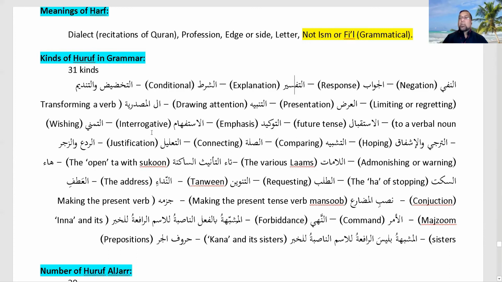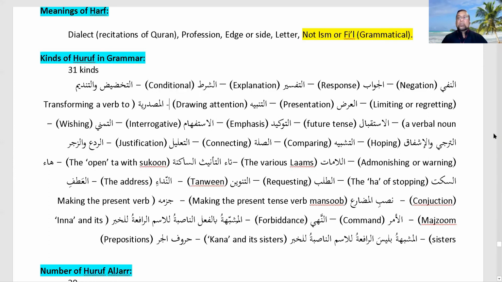المصدرية, transforming a verb to a verbal noun. الاستقبالية, to المصدرية, this alif and lam shouldn't be there. That is a little boo-boo. Al-masdariyya, transforming a verb to a verbal noun. Al-istiqbaliyya, to make something future tense. At-tawkid, emphasis, to emphasize something. Al-istifham, interrogative, meaning to turn a sentence into a question. At-tamanni, to wish. At-tarajji wal-ishfaq, hoping.